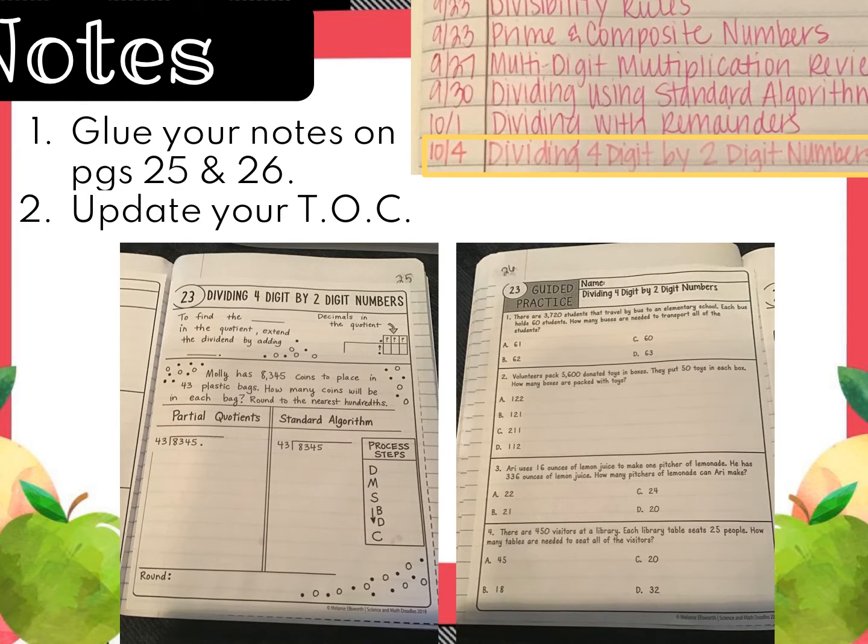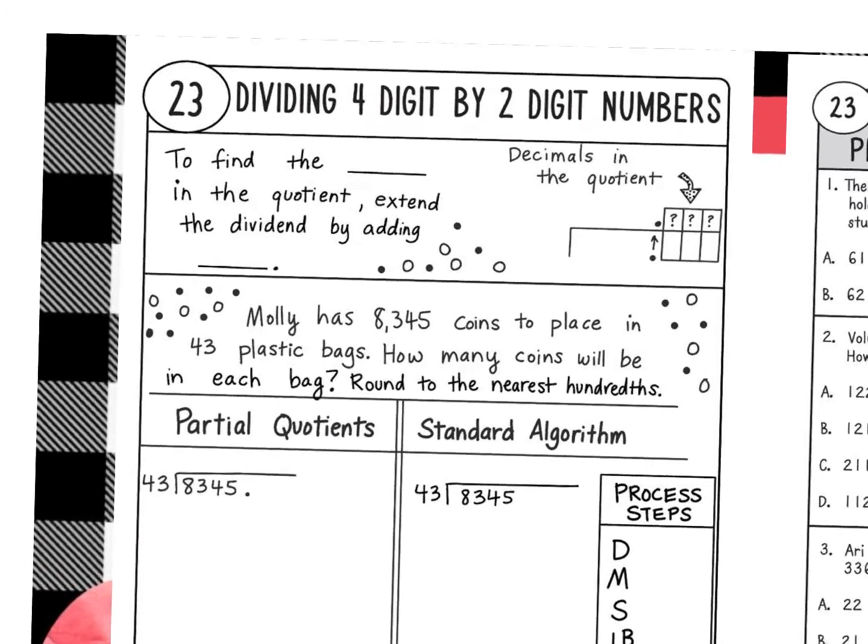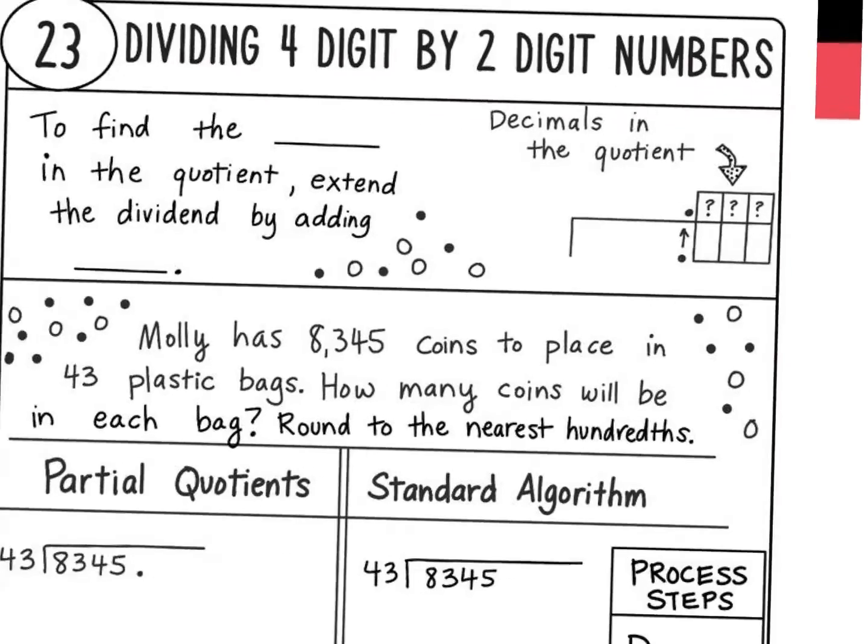Okay, today we're going to be talking about dividing 4-digit by 2-digit numbers. When I say 4-digit by 2-digit, what I mean is a 4-digit dividend inside the division box by a 2-digit divisor, which is outside the division box. You should have your notes in hopefully by now. Notes on 25, practice on 26, and we are going to get started on page 25 with this right here.